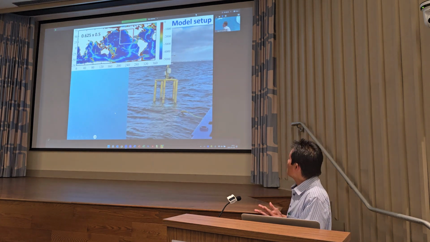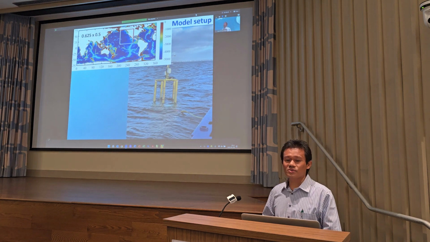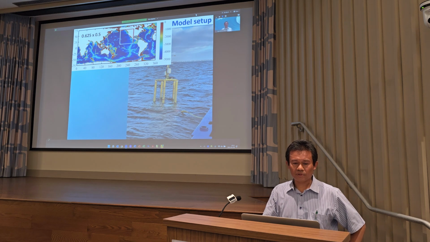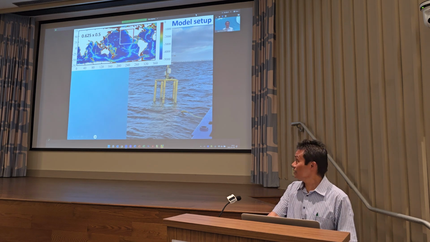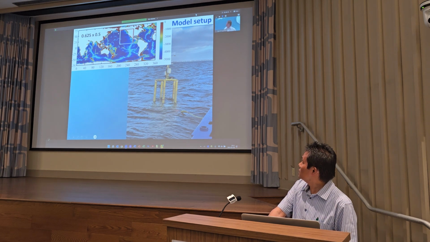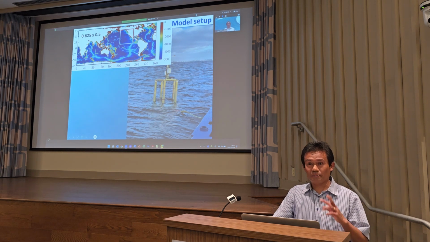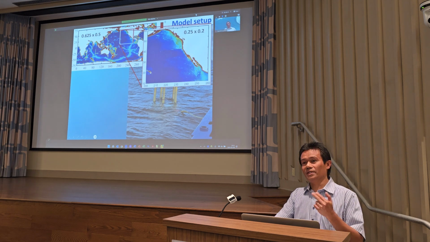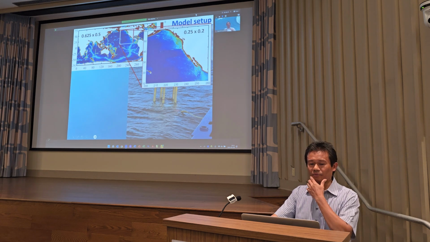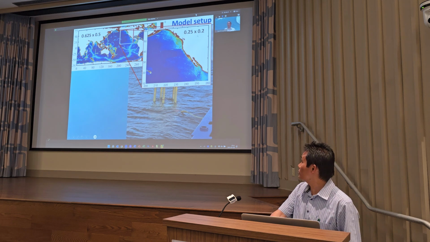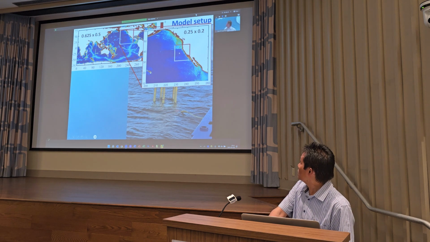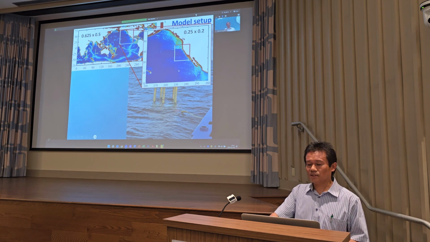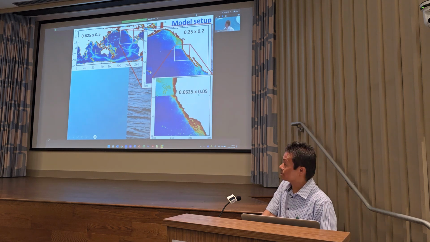How do we actually perform the downscaling? We start from the global with a resolution of 50 kilometers, and then we select the area around here, because our main target is Monterey Bay, and we increase the resolution from 50 kilometers to 20 kilometers. Then in this area we select again here, and we increase the resolution again to about 5 kilometers.